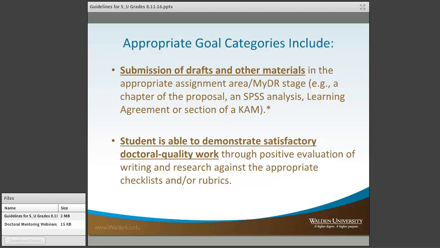So we look at appropriate goal categories, submission of drafts, and I think it's good to be as specific as possible and to talk to your students. A big part of this working is knowing your students and talking to your students and coming up with reasonable goals to ensure that they are making progress, and progress that they can manage. And sometimes this includes having discussions about things they'll need to adjust in terms of being able to meet these goals.